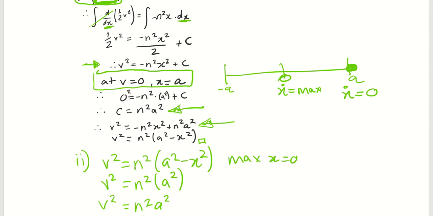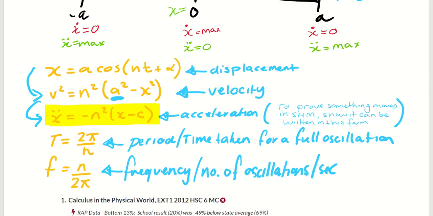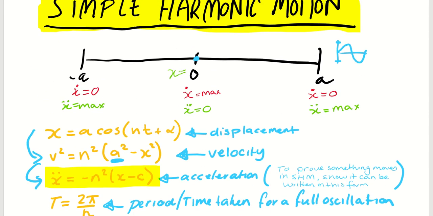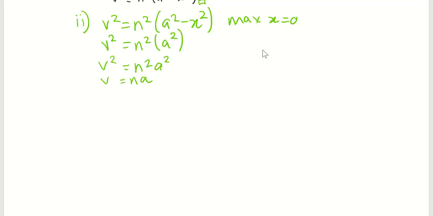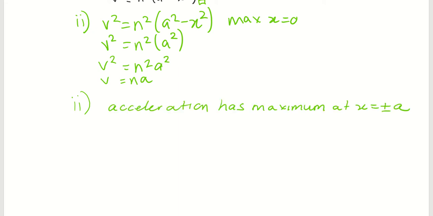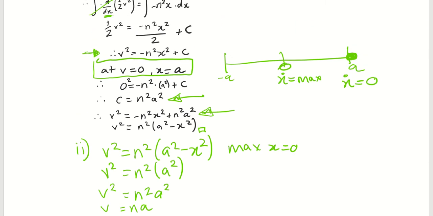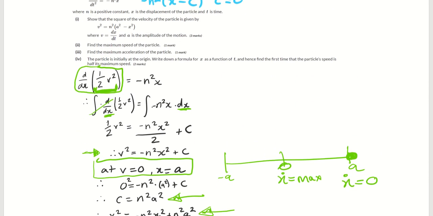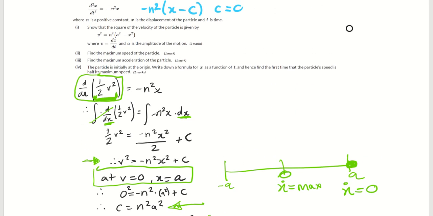Okay, part 3. Find the maximum acceleration of the particle. So again, think back up here. Where is the acceleration a maximum? Acceleration is a maximum at its endpoints. Okay. So I would tell the marker again that my acceleration has a maximum at x equals plus or minus a. Now it's just about finding, okay, well, what do I have for a formula in terms of the acceleration? And that's the one they gave us here to start with. Okay, so I'm just going to be subbing in my a value into that.